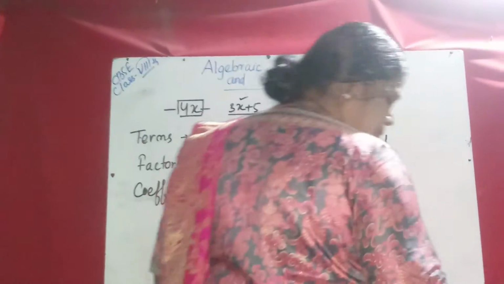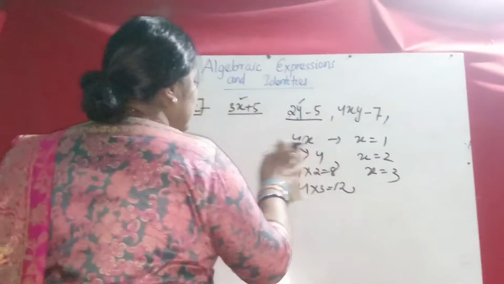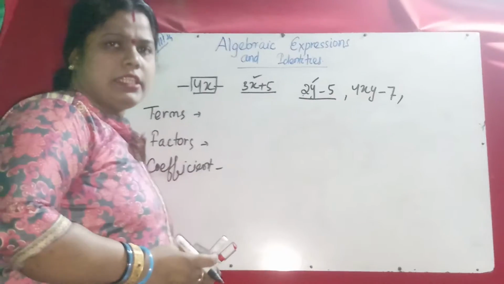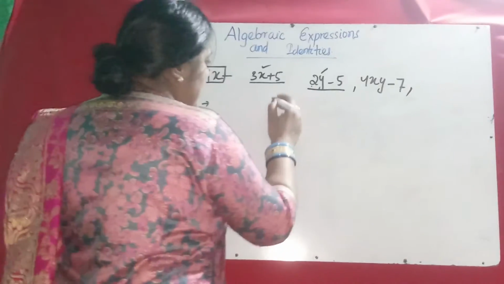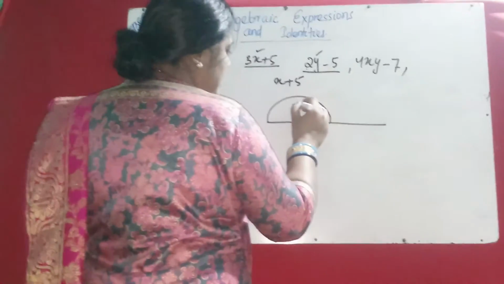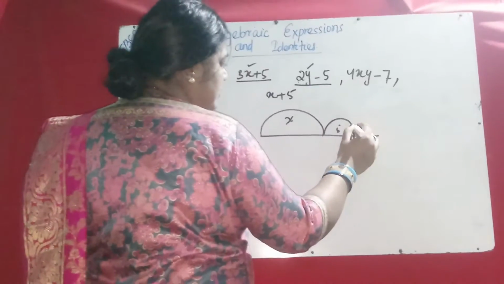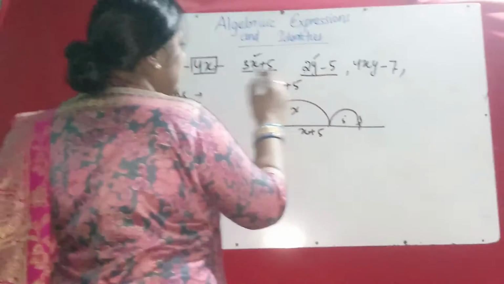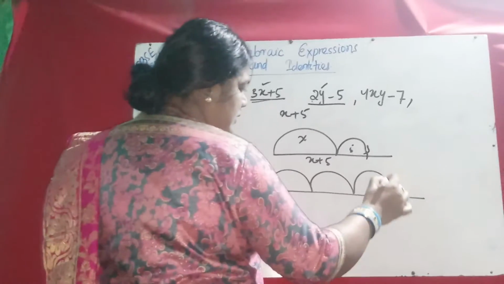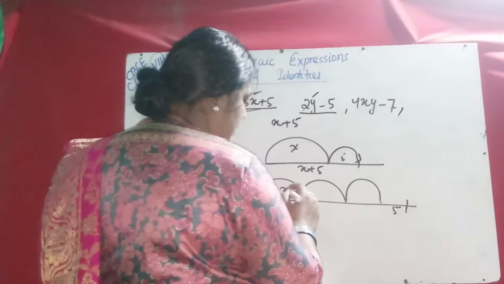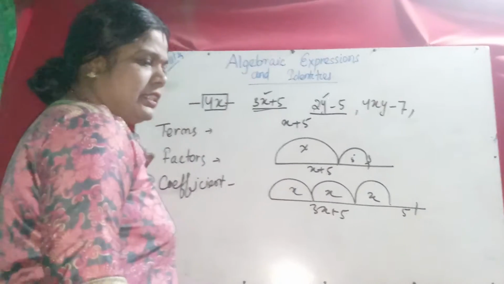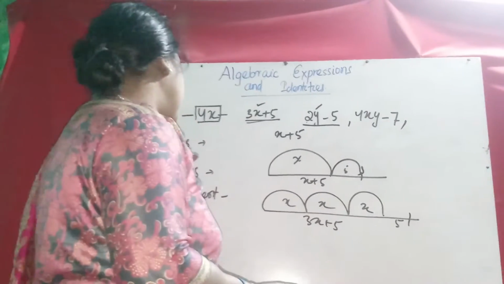Okay. So you can represent it on a number line also. Algebraic expression, suppose x plus 5. You take this much as x and then 5. Like this you can express x plus 5. Suppose 3x plus 5 is given. 3x means you take 3 x's: 1x, 2x, 3x. Then this is 5. So 3x plus 5. Like this you can represent it on a number line also.